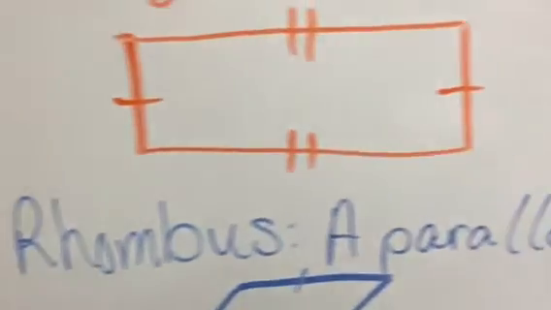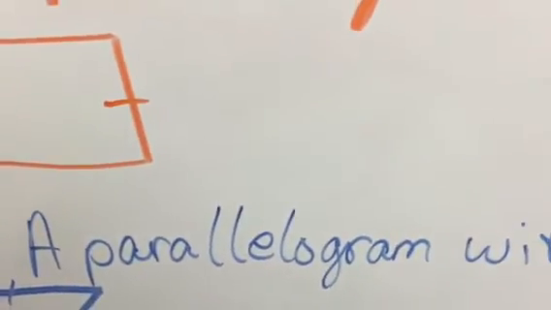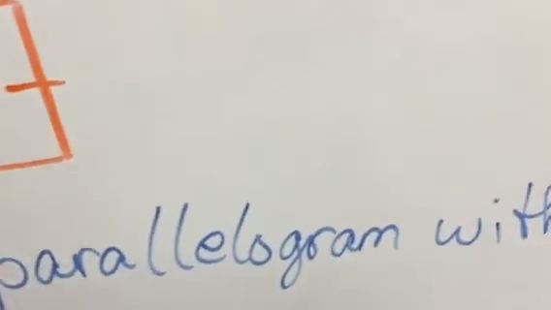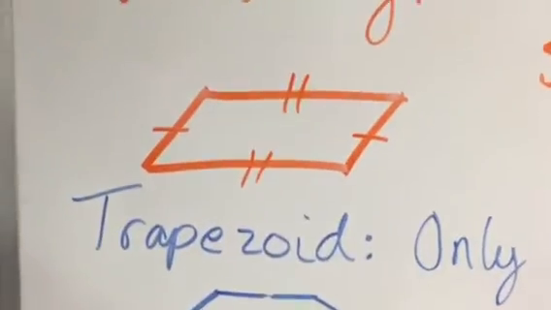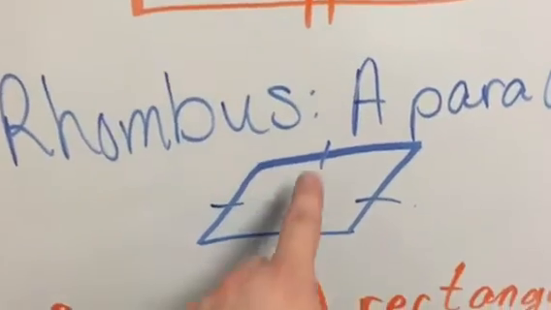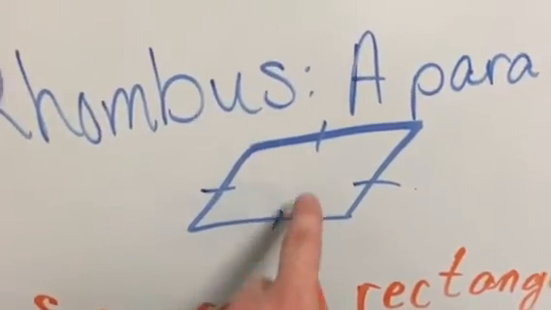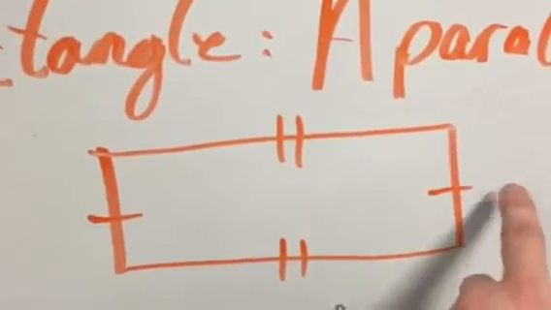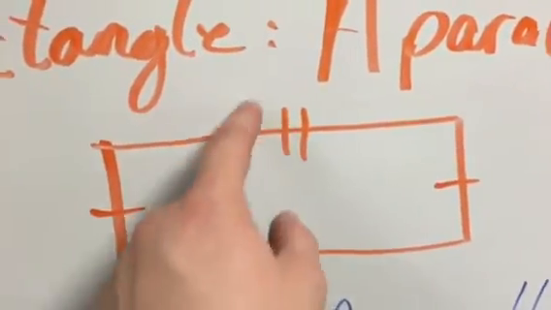Rhombus. Rhombus is another form of parallelogram. So again, all rhombus or rhombi are parallelograms, but not all parallelograms are rhombi, and we'll talk about why that is. It's a parallelogram with all four sides the same. If you look at this, those four sides are not all the same. And here they are, and I only drew one line because they were all the same. In the other ones, I drew one line for those two, saying that those are the same, and then two lines to show that these two are the same.